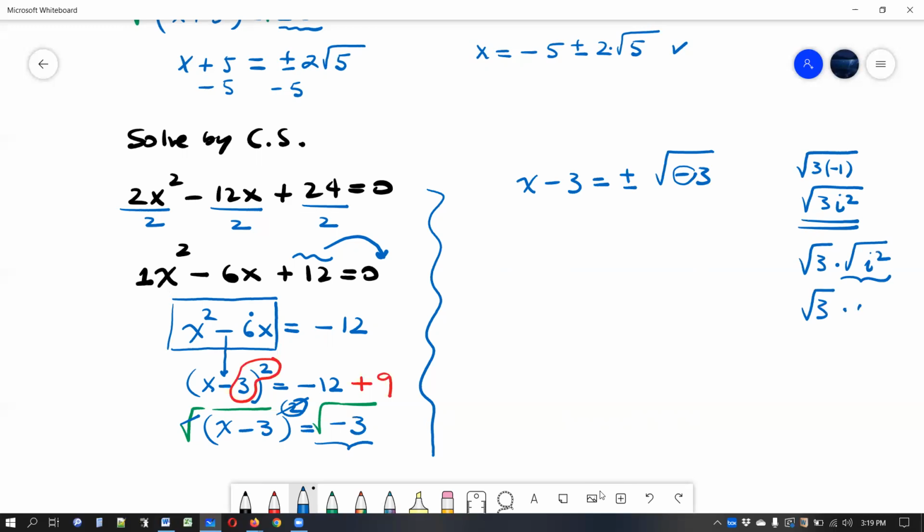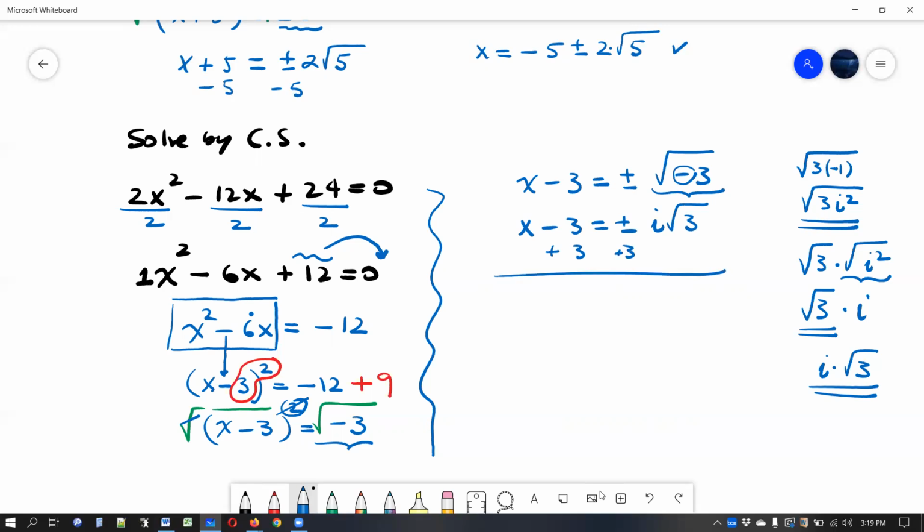So this is radical 3 times i, and we always leave the radical last, so you're going to write it as i radical 3. So this factor has to be changed to this, according to our section 7.7. So I'm going to rewrite this: x minus 3 equals plus or minus i radical 3. And now I'm ready for my final solution by adding 3 to both sides. These will cancel. I have 3 plus or minus i radical 3.